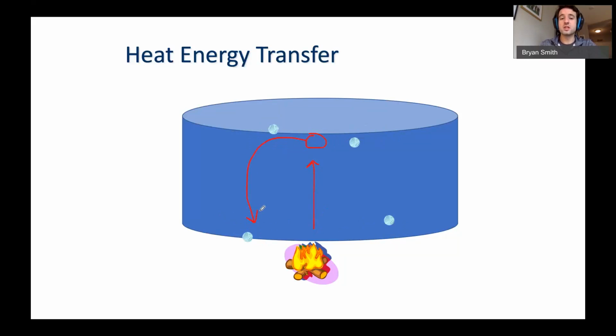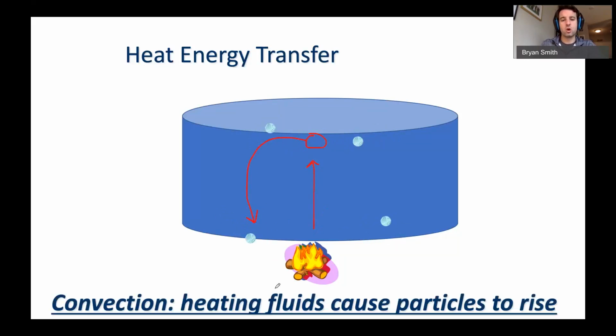So convection is a cycle that we see with anything that can move really easily, any sort of liquid or gas. A liquid or a gas, those are examples of fluids. And when you heat a liquid or a gas, they can rise and then they sink and then they rise and then they sink. And that process is called convection. So the definition I have is heating fluids causing particles to rise. I would also add something about sinking as well in your definition.